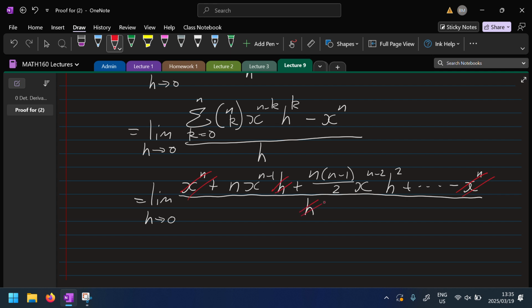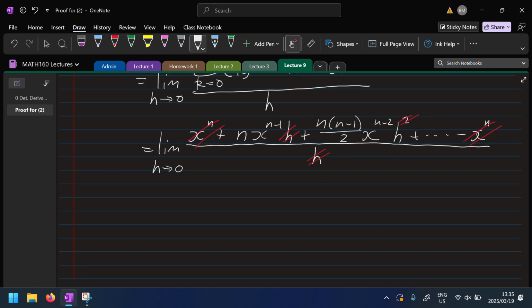So this one cancels with this one. One of these will cancel, so that will go down to h. H cubed will go down to h squared, and so on. So now this will be n x to the n minus 1. Then we have plus the limit as h goes to 0 of all of those terms that still have h in them. So it will be n times n minus 1 over 2, x to the n minus 2, h, plus dot dot dot, and all of them have some power of h.